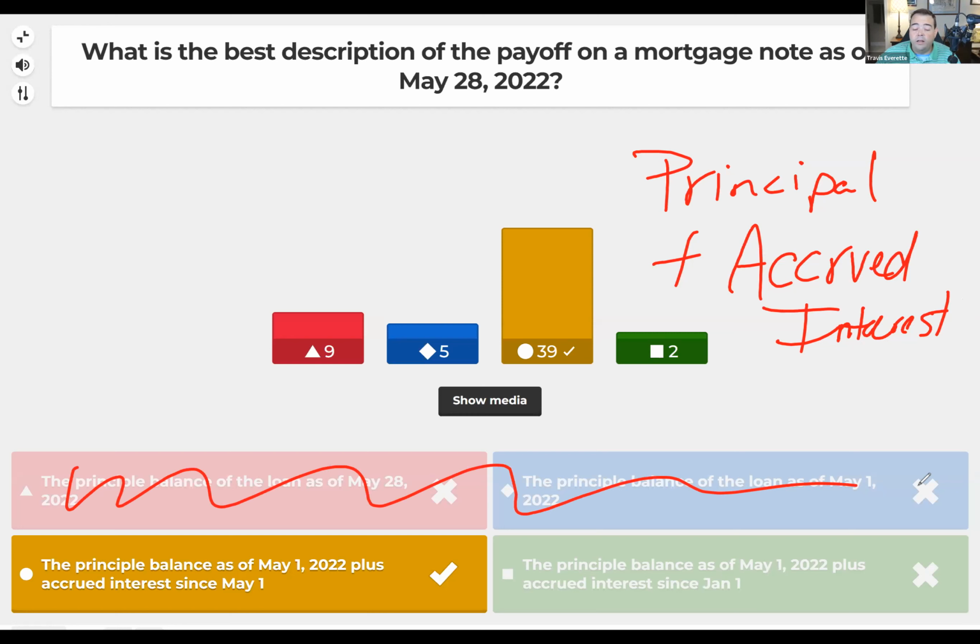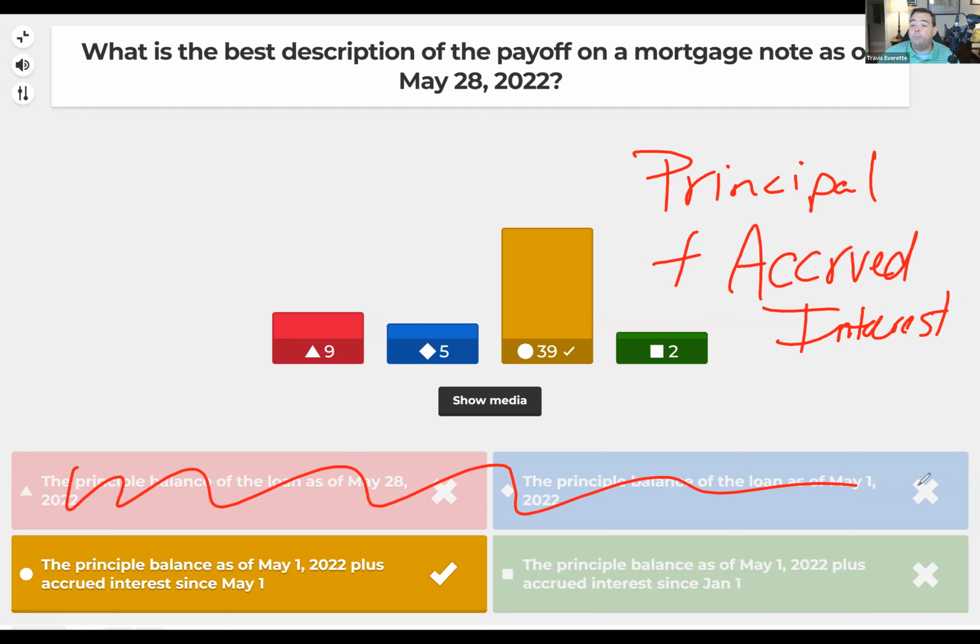The only other choices you have there are interest being accrued since the beginning of the month or interest being accrued since the beginning of the year, and we just talked about that. Always stay within the same what? Month. Now, I do want to talk about why red is not correct.